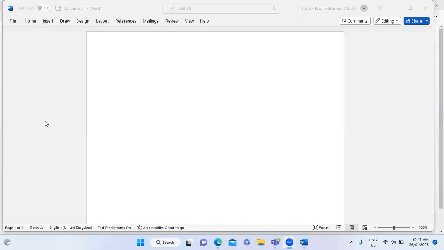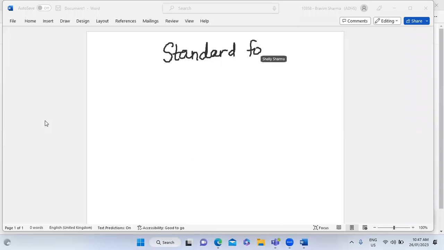Hello everyone. In today's lesson, we are going to continue the topic standard forms. In the first lesson of standard forms, we just understood the meaning of standard form and how to convert a very big number or very small number, or even a normal number, to the standard form.